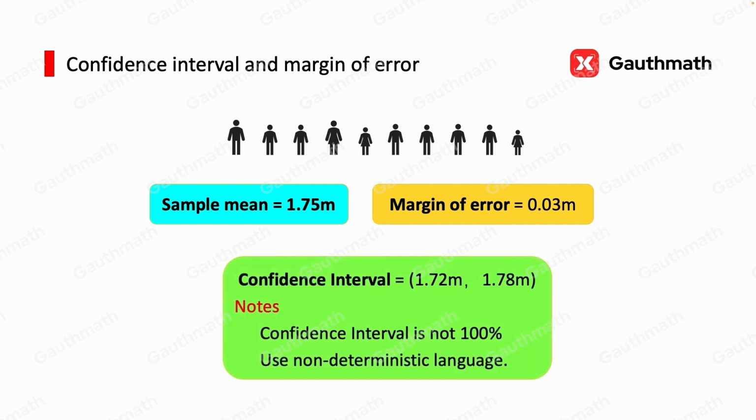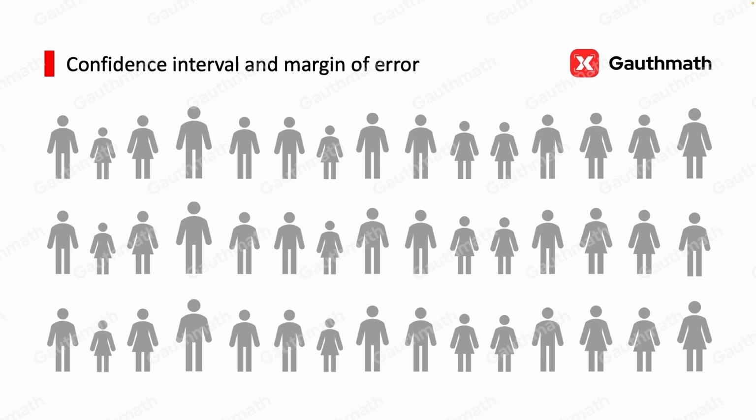Now, when we have questions about the confidence interval, there's one very important point we need to keep in mind. It is that the interval is not 100%. That is why we always have to use non-deterministic language. Remember I said earlier that we're pretty confident that the interval contains the true mean. Here, confident is not 100%, so I cannot say something like, I'm absolutely sure that the interval will capture the true mean. Let's now look at how to reduce the margin of error.